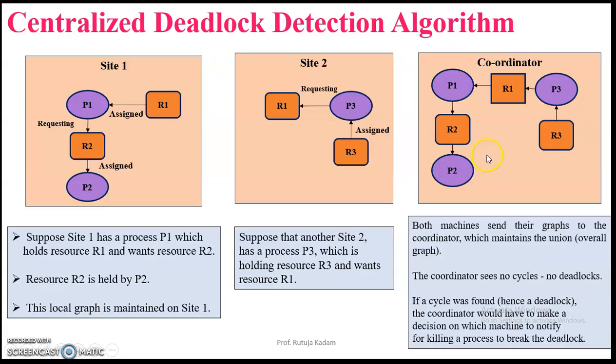So if there is no cycle, that means no deadlock. But if a cycle was found by the coordinator in its wait for graph, then a deadlock would be detected. The coordinator is the one who will decide which particular process should be killed and from which machine, so that the deadlock would be resolved. So let us consider this situation.